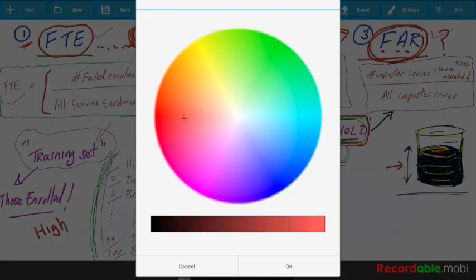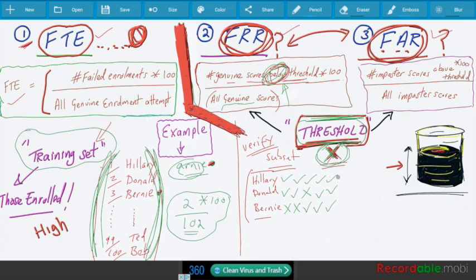So what have we got here? There are 5 attempts for each of them. They've all attempted to be verified 5 times, but poor old Bernie here got rejected twice, and Donald got rejected here once. So out of 15 genuine attempts to be verified, 3 of them, the 2 for Bernie and the 1 for Donald, were below the threshold. And that's how it's calculated.